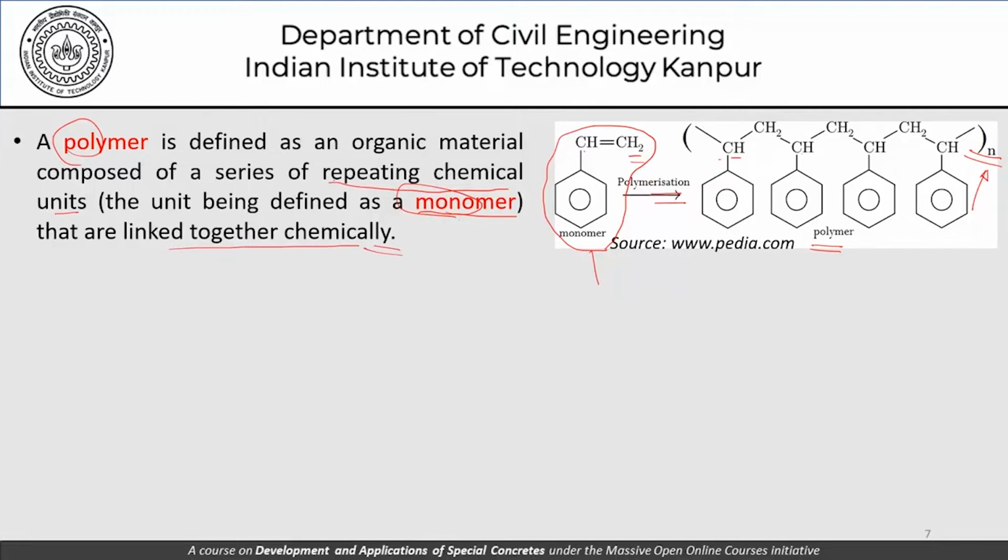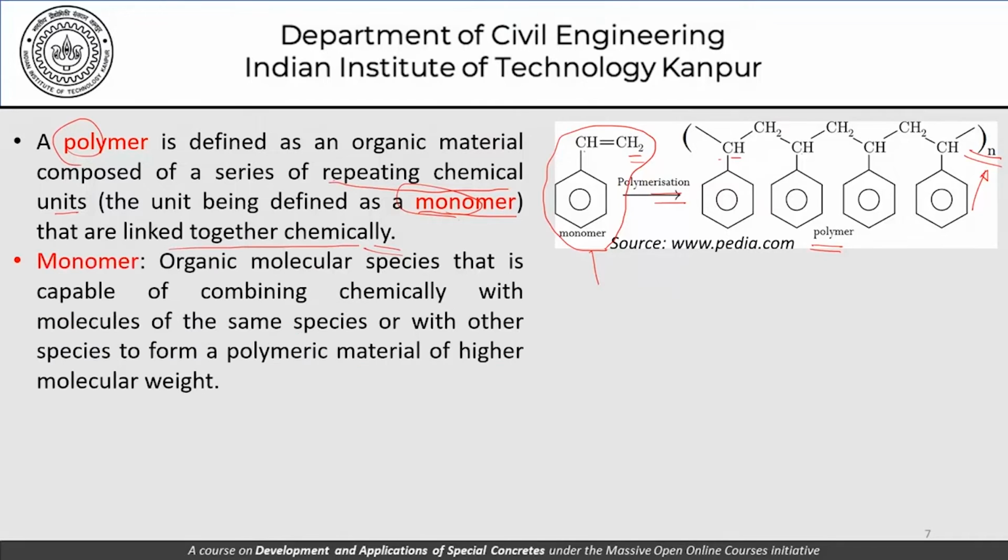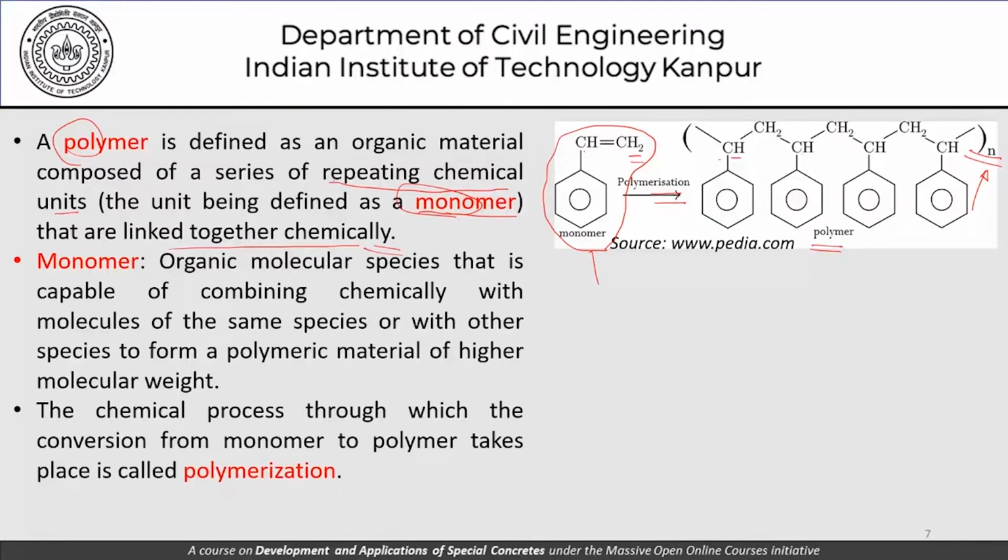process. A monomer is an organic molecular species that is capable of combining chemically with molecules of the same species or with other species to form a polymeric material of higher molecular weight. That's what we discussed just a minute before. The chemical process through which the conversion of monomers to polymers takes place is called polymerization.